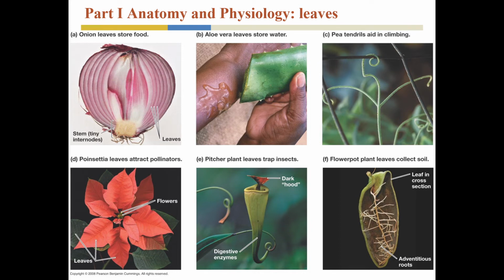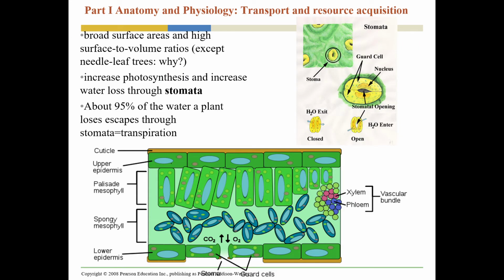Pretty cool, all these different variations of leaves. Of course, the main feature being to maximize photosynthesis. But you have leaves that aid in, like tendrils that aid in climbing. You have leaves that store water, leaves that store food. You can attract pollinators. You have leaves like in pitcher plants that trap insects. And you have some leaves that actually collect soil. So you do have lots of variation on this theme as well.